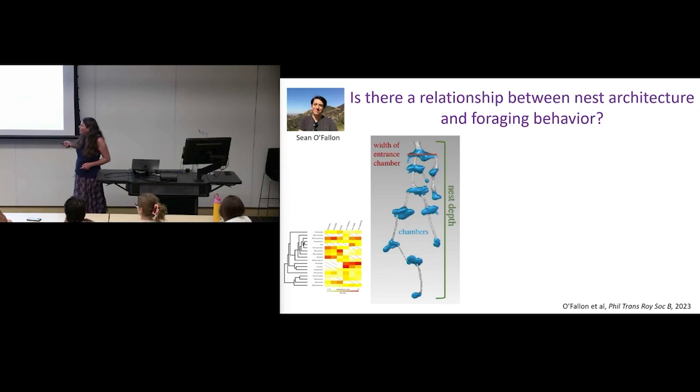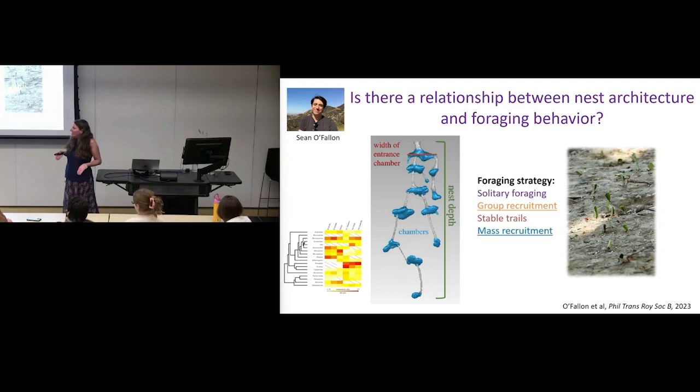And he categorized each species in our data set by foraging strategy. We had the solitary foragers that basically don't recruit others. We have group recruitment, where an individual will find food and then recruit a small number of ants. We have colonies with stable trails, like the leafcutter ants, that have trails they constantly use to get resources. And then we have mass recruitment, where the recruitment is massive, many hundreds of ants coming out to forage. Basically these two types of foraging require recruitment, and these two don't rely as much on recruitment.